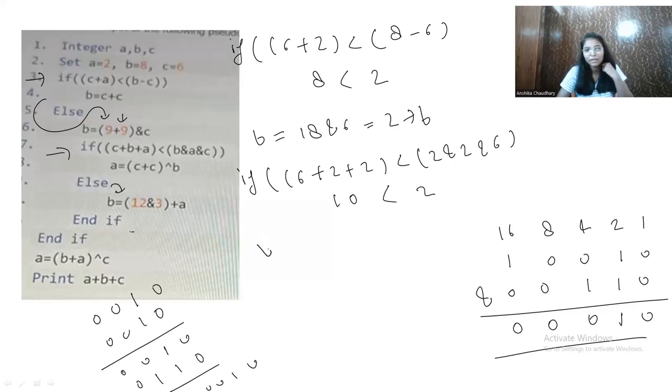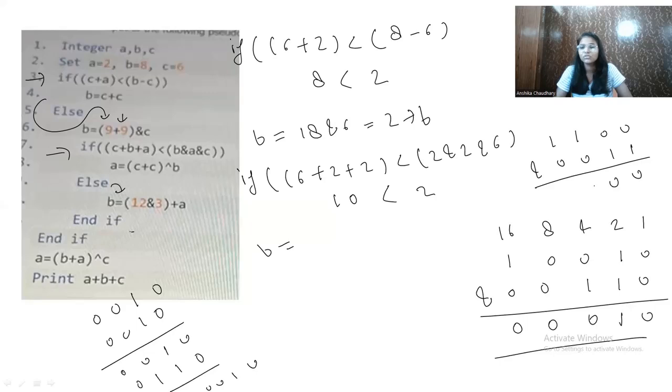We will update the value of B by 12 and 3. So 12 will be 1 1 0 0 and 3 will become 1 1, which is 0 0 1 1. So we need to find out the AND. So it will become 0 only. 0 plus A. A value was 2. So from here B value will become 2 only. Right? And we will come out of the if part.